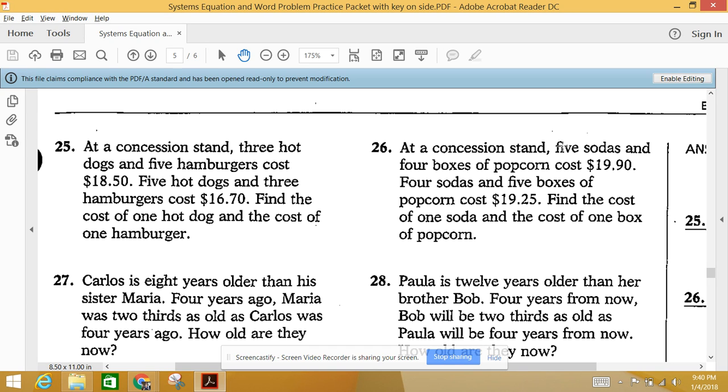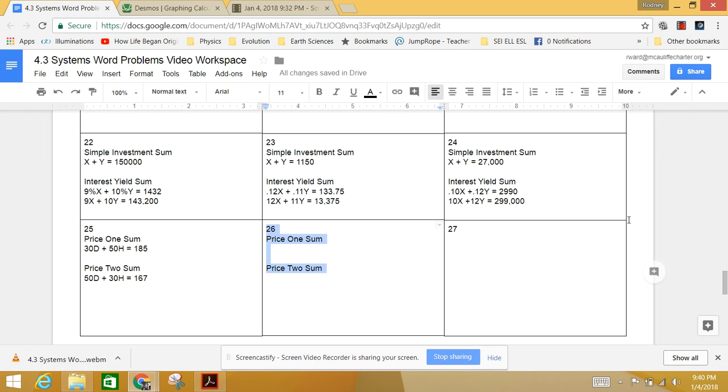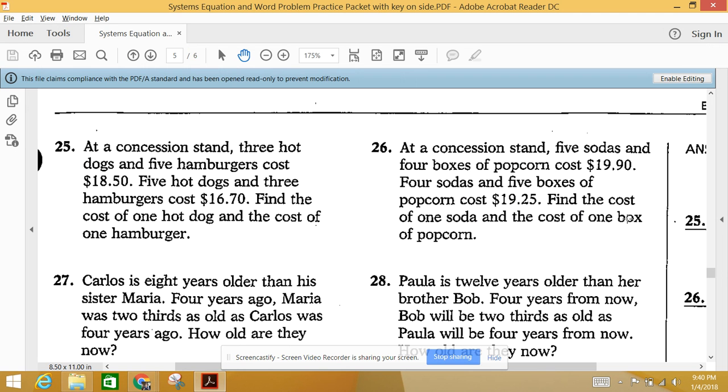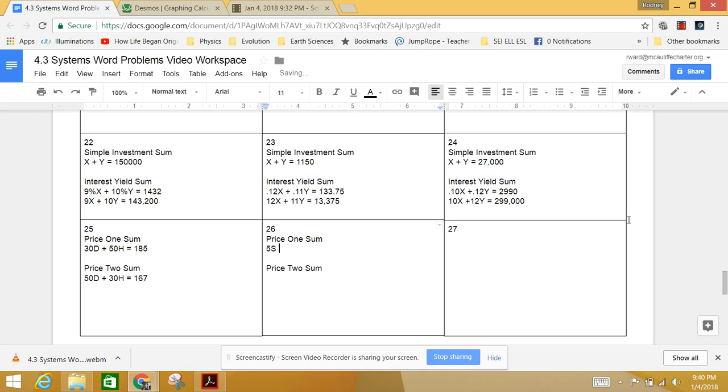We have a situation of 5S and 4P. That's 5 sodas and 4 popcorns, and that adds up to $19.90. That's going to be our first price sum. So price 1 sum is going to be 5S plus 4P equals $19.90. And our other price sum, our price 2 sum, is going to equal $19.25. Confirm that number, yes. That one took 4 sodas plus 5 popcorn.